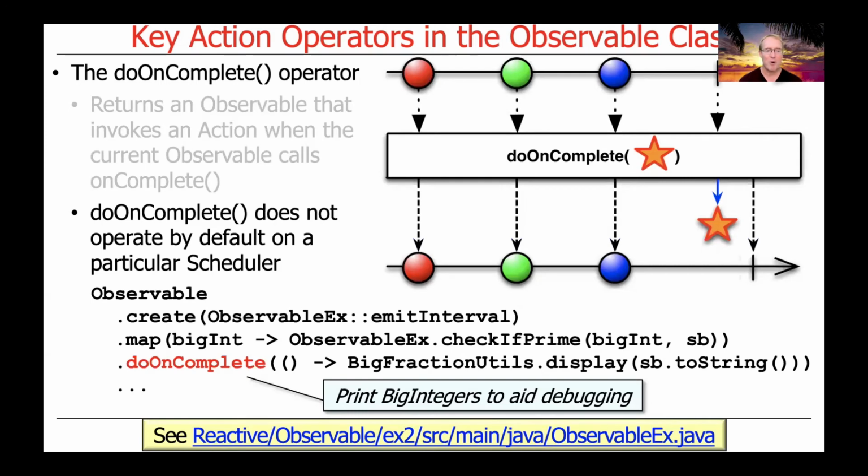doOnComplete also does not operate by default on a particular scheduler. And moreover, it only happens to get called when the onComplete method is called. It doesn't get called under error conditions.